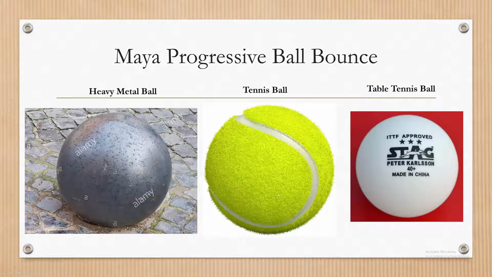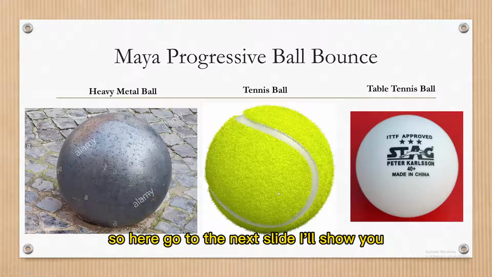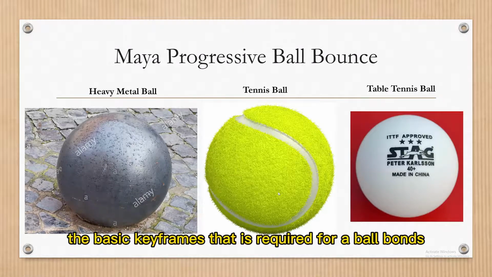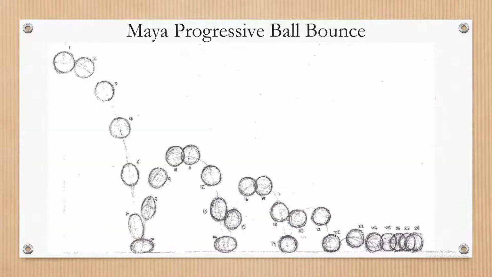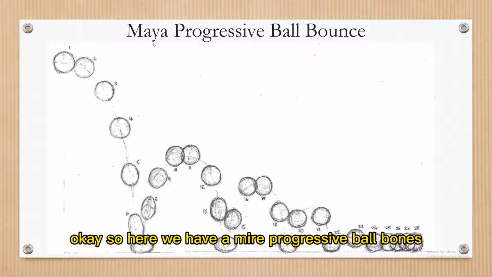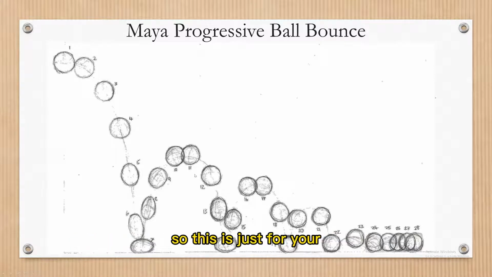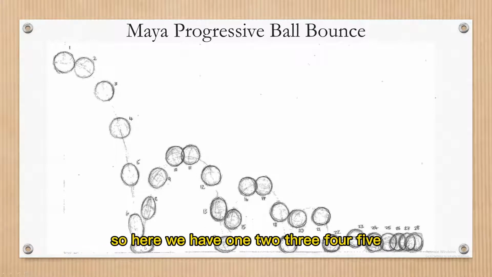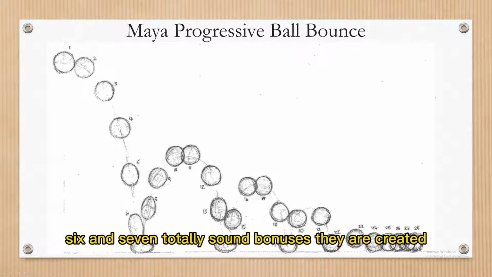Okay, so I'll go to the next slide. I'll show you the basic keyframes that are required for a ball bounce. Okay, so here we have a Maya progressive ball bounce. So this is just for your understanding and example. So we'll see how many bounces a normal ball bounce is having. So here we have 1, 2, 3, 4, 5, 6, and 7. Totally 7 bounces they have created.